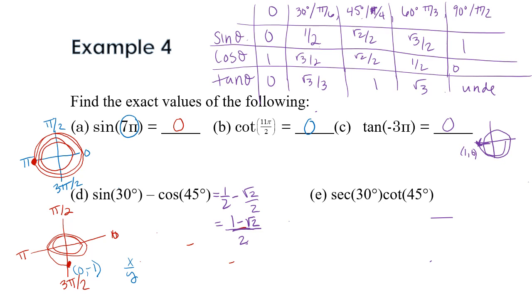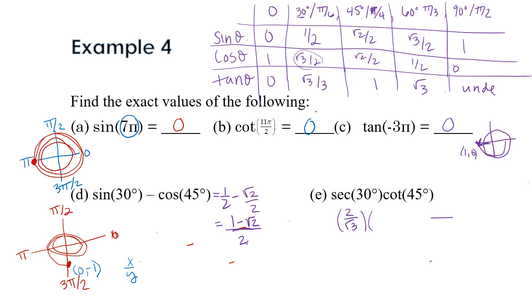The secant of 30 degrees. So the secant of 30 degrees is going to be the reciprocal of the cosine of 30 degrees. So the cosine of 30 degrees is root 3 over 2, so the reciprocal of that is 2 over root 3.